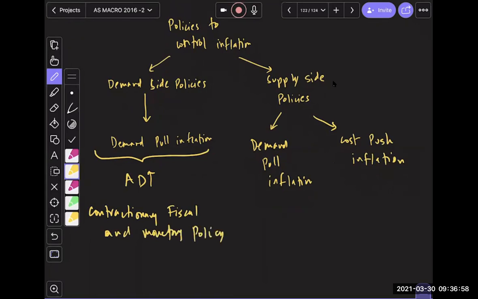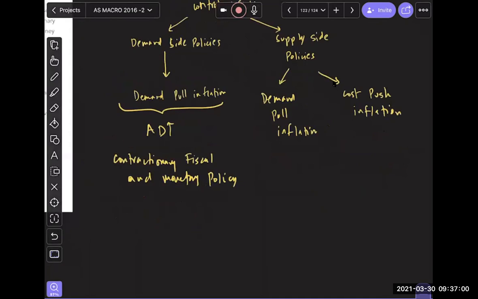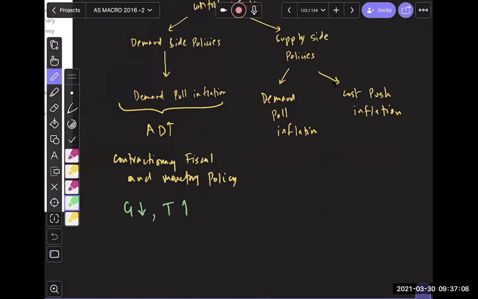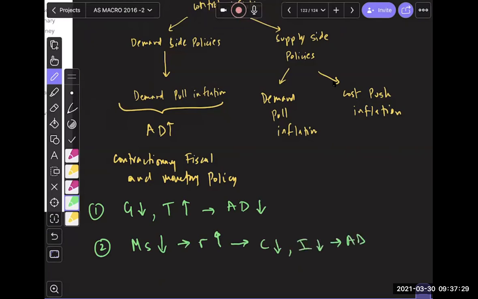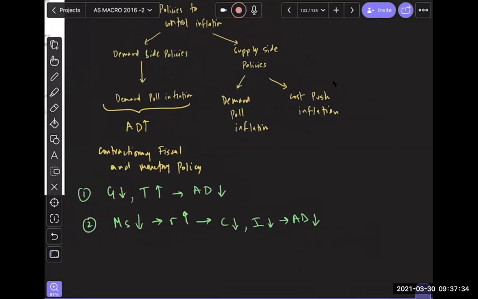So what do we need to do, guys? If AD is rising and you have demand pull inflation happening, you could make government expenditure go down or taxes go up, which will make AD go down. That's your fiscal policy. Also, you could make the money supply go down, causing the interest rate to go up. And when the interest rate goes up, we know consumption will fall, investment will fall, and so will AD. Make sense? That's the idea of fiscal and monetary policy, which is controlling AD.